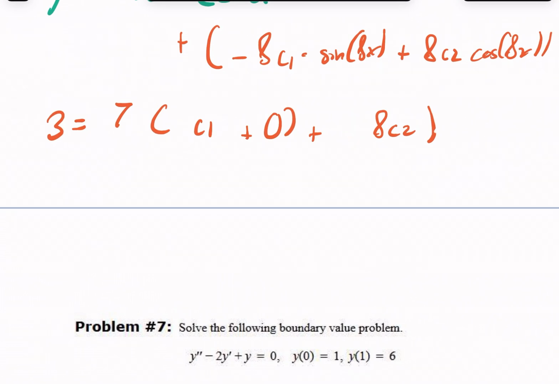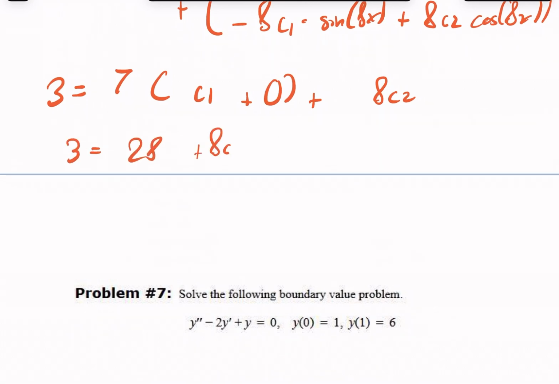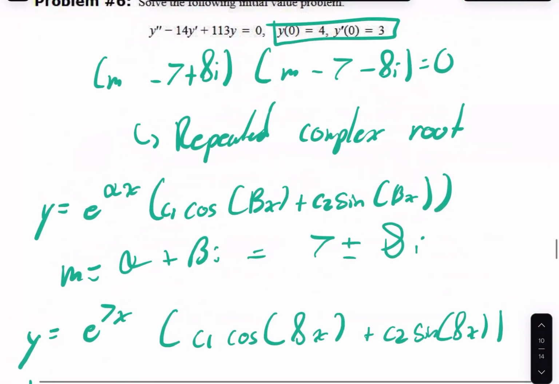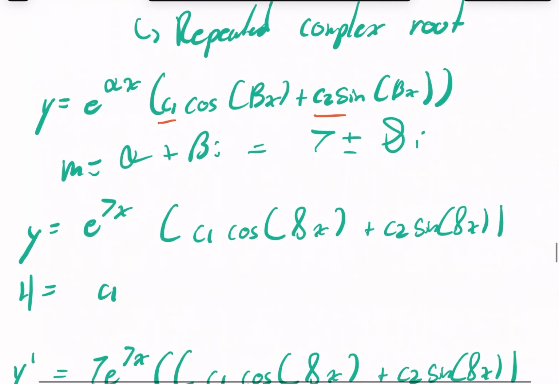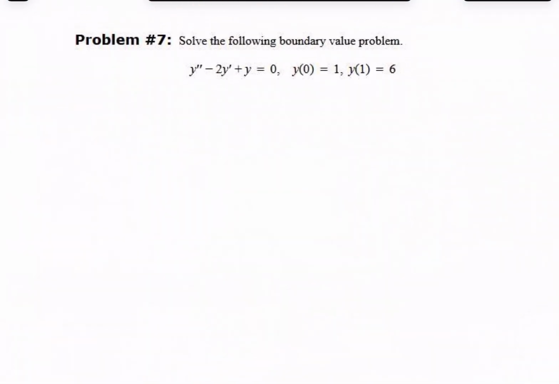So I can actually get rid of the brackets just to not confuse you guys. So I get 3 equals 7 times 4 is 28 plus 8c2. And so I get c2 equals negative 25 over 8. Now, not going to, but you just plug the c1 and c2 respectively. I'll put it here, plug it back in there, and then you're all good to go. Okay, let's move on to the 7th.